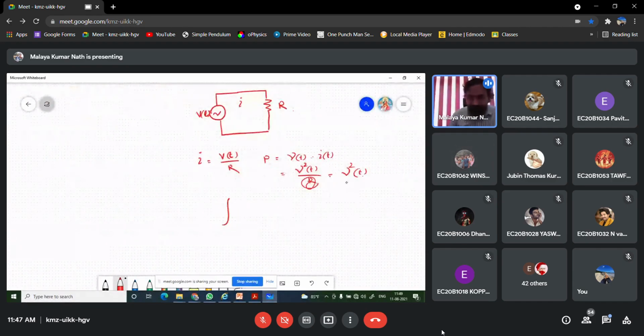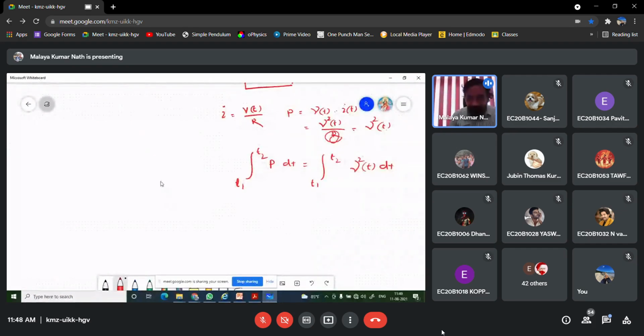Suppose you are interested in the power from T1 to T2. So that means within a range. So how much it will be? That is equal to the integration of P dt from T1 to T2, that is equal to the integration of V square(t) dt. Am I right or not? Yes, sir.